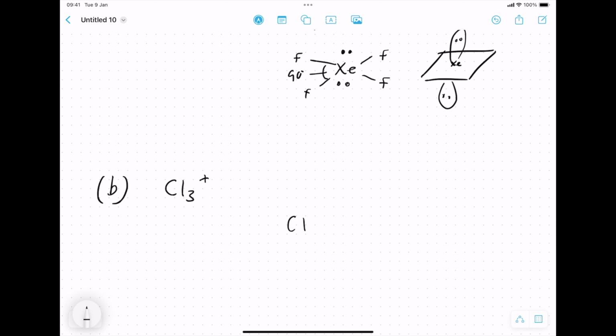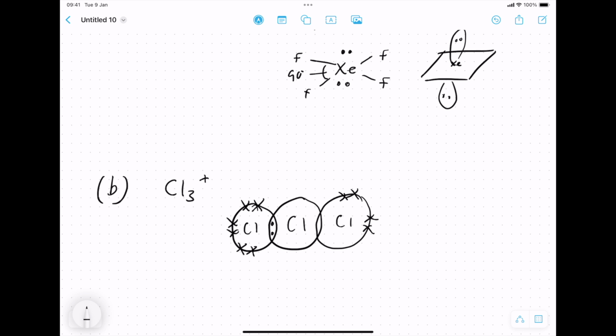So same thing again, just get the dot and cross diagram down, and I know that chlorine is in group 7, so it needs to gain just 1 electron to complete the outer shell. So let's do the outer ones first. So that's dot and cross, and then same for this one, the dot and cross. So that's those 2 outer chlorines sorted.